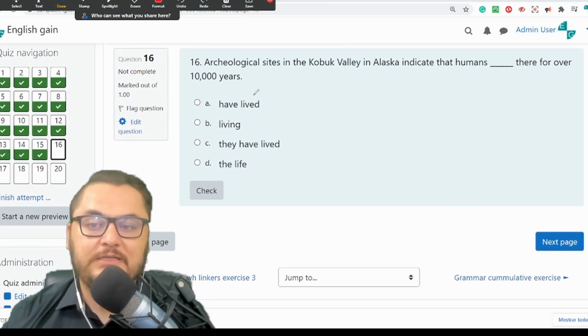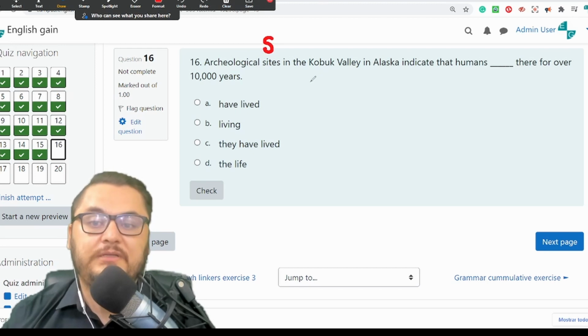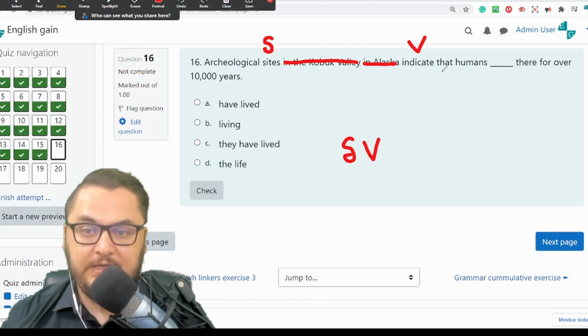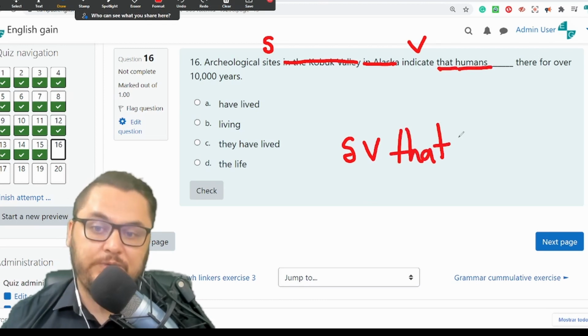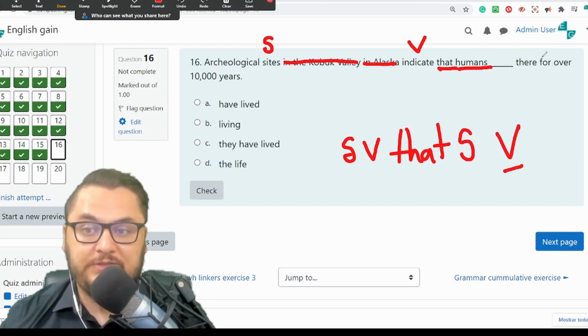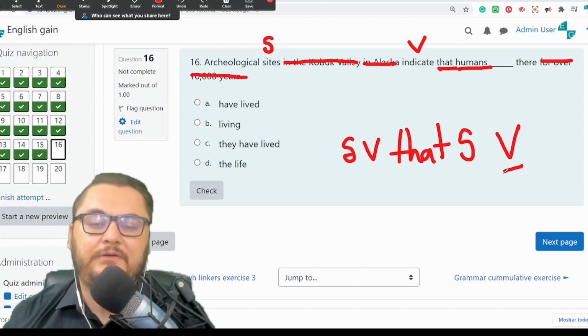Okay, in this exercise, I have the archaeological sites, meaning the subject. Then I have a preposition and another preposition, and I finish here with a verb. So subject, verb, connector that, and then I have humans, which is another subject, meaning I need a verb. Understanding this is a preposition and I can eliminate this. I'm going to need a verb.